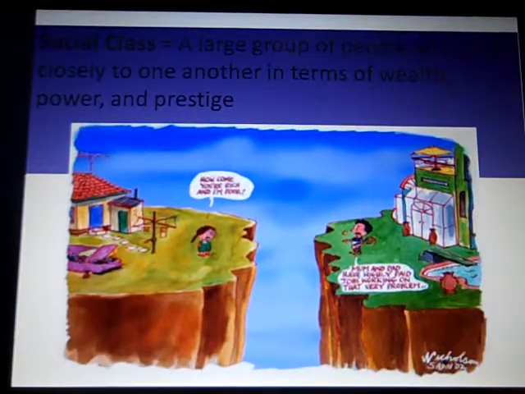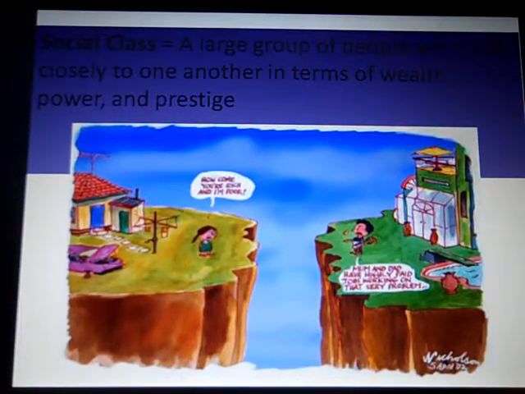So what is social class? We have a definition of a social class system, but what is a social class? Sociologists define social class as a large group of people who rank closely to one another in terms of wealth, power, and prestige. So for example, people who belong to the upper class in this country share some things in common. They tend to be wealthier. They tend to command more power. They own businesses. They influence other people. They're prestigious. They're seen as being important. And they're afforded a lot of status.